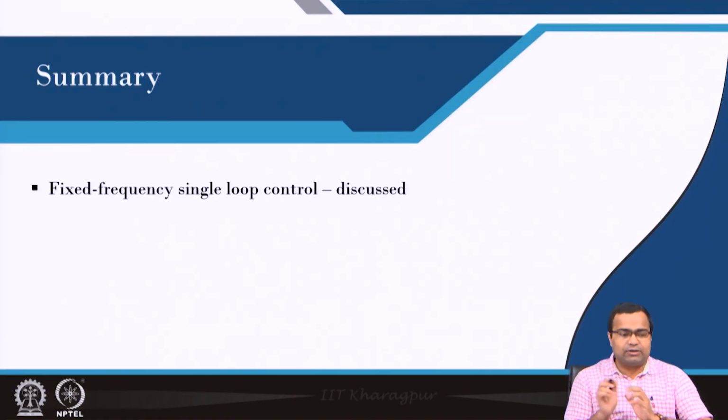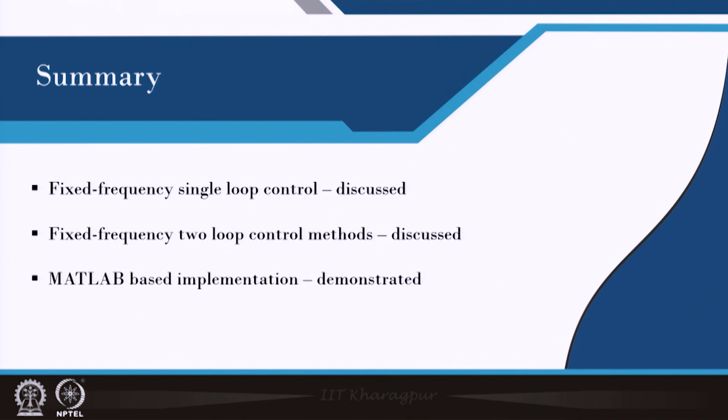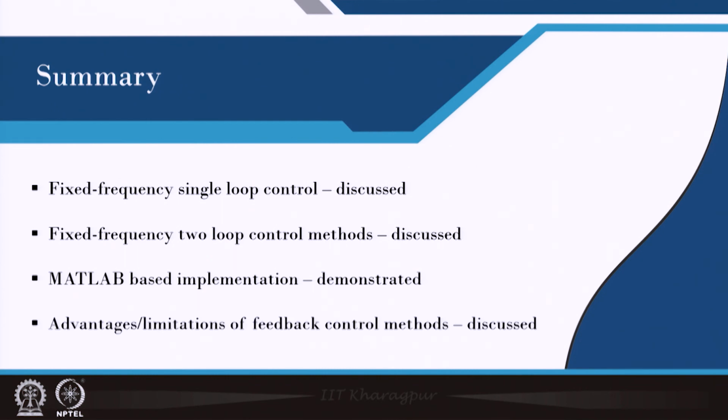With this, today I want to summarize that fixed frequency single loop controls are discussed, the two loop control method is discussed, MATLAB based implementations are demonstrated, and the advantages and limitations of feedback control methods are also discussed. We will see more detail about single loop and two loop control design in a subsequent lecture. But today I wanted to give a glimpse of feedback control and its implementation in MATLAB. With this, I want to finish here. Thank you very much.